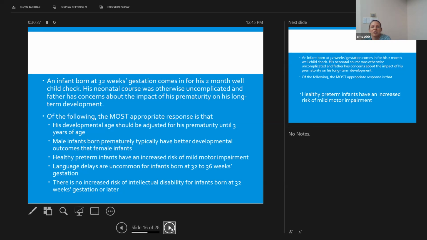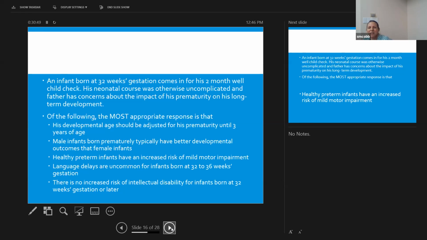Male infants born prematurely typically have better developmental outcomes than female infants. That's just made up. That's never been shown. In my own colloquial experience, I swear the little girls do better. But there's no research to that either way. So there may be research in the affirmative for girls, I don't know. Just a made up answer.